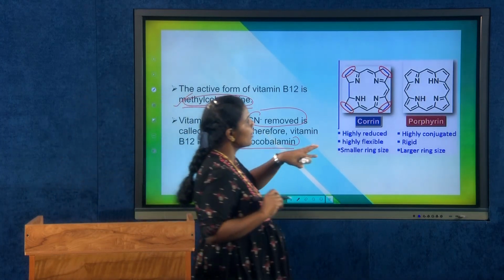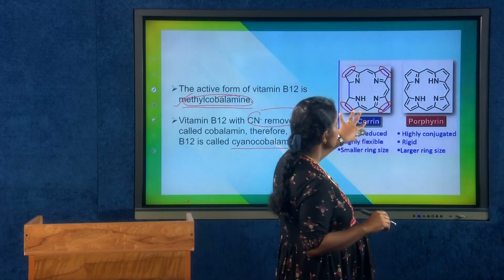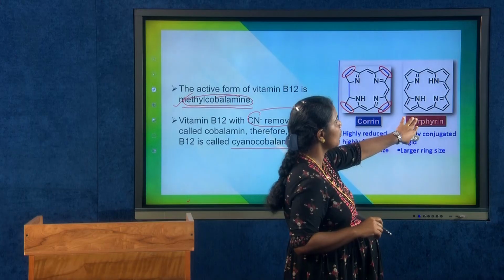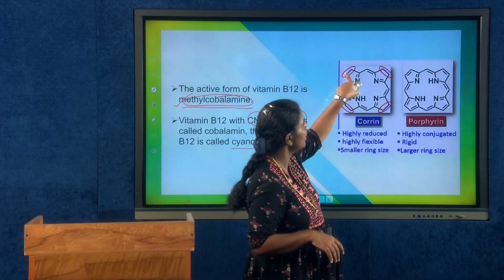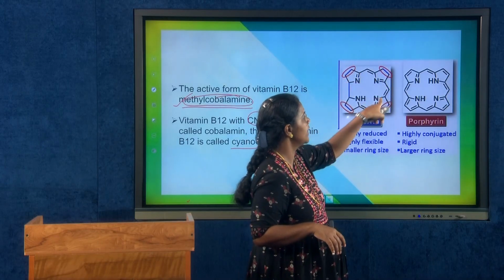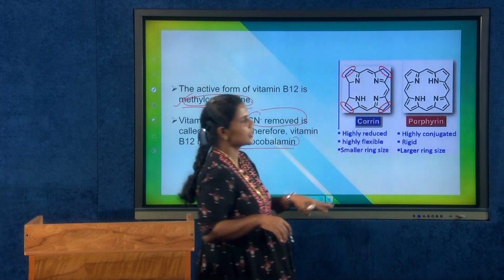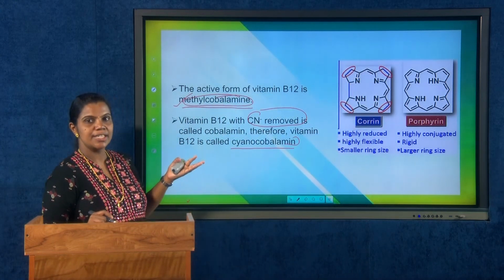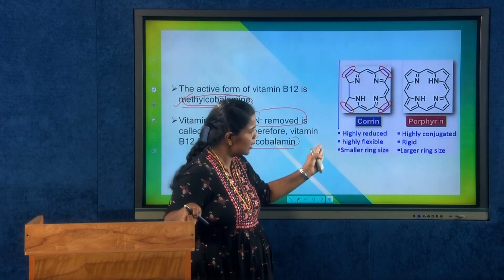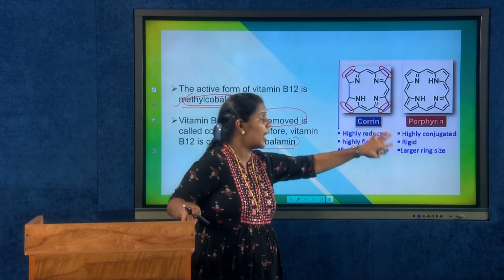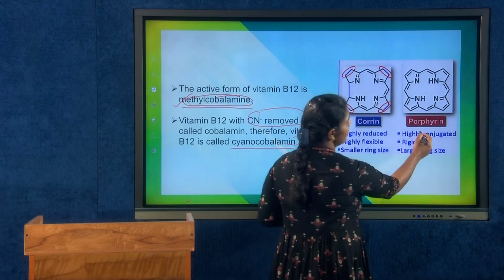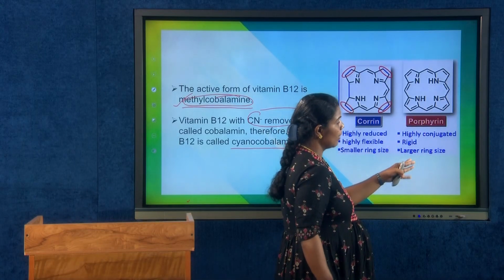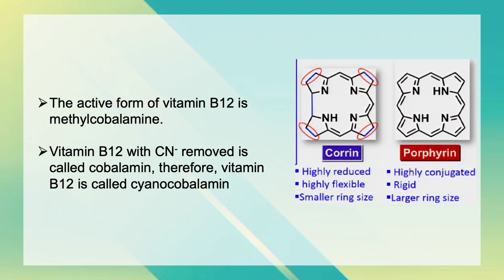Here you can see the corrin ring system. The difference is clearly shown in this picture. In porphyrin, you have the peripheral alternate double bonds. Here you do not have the conjugation or the alternate double bonds, but the basic structure is quite similar. The porphyrin is a highly conjugated structure and highly rigid, while the corrin is quite flexible and the conjugation is quite low. In hemoglobin, which has the porphyrin ring, we have a larger ring size, and comparatively the ring size is smaller in the corrin ring system.